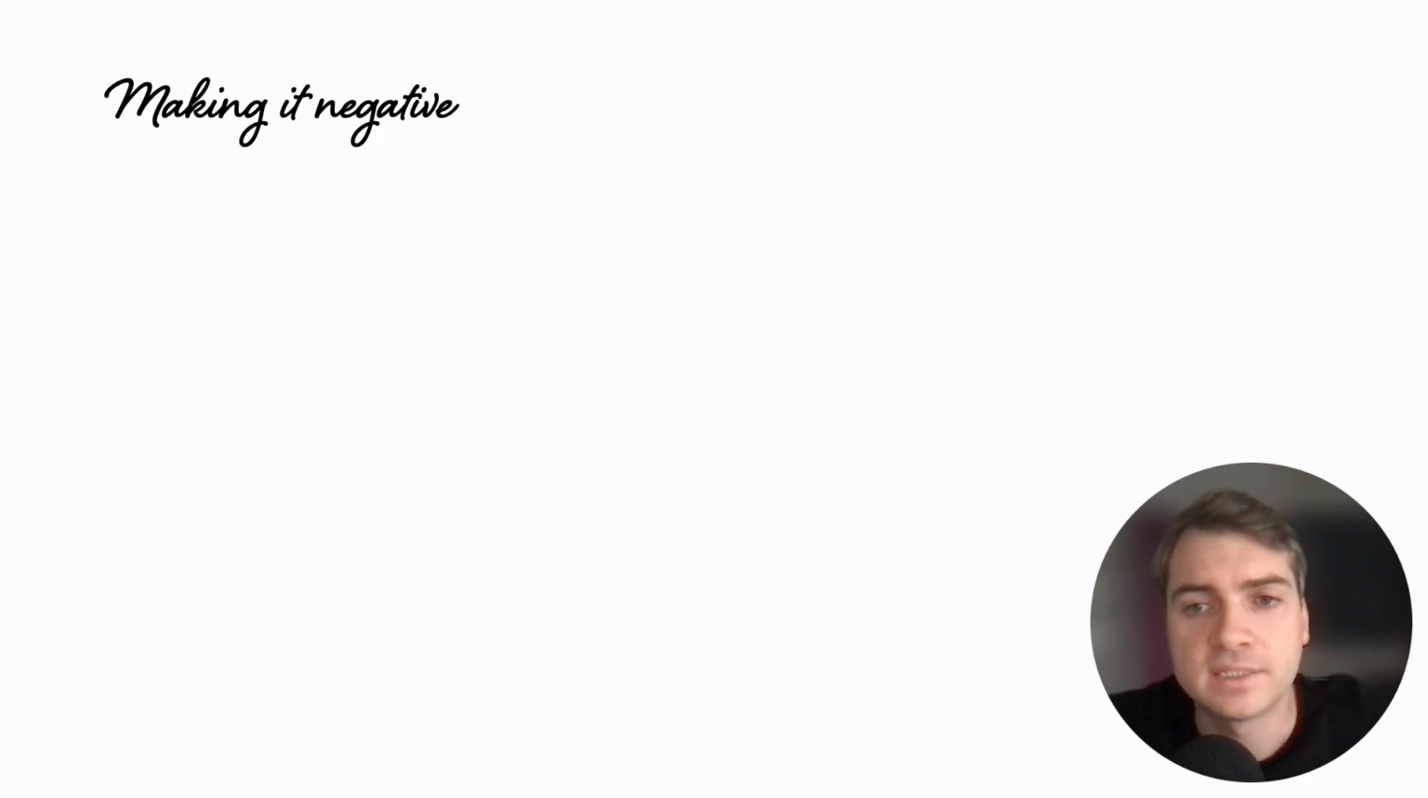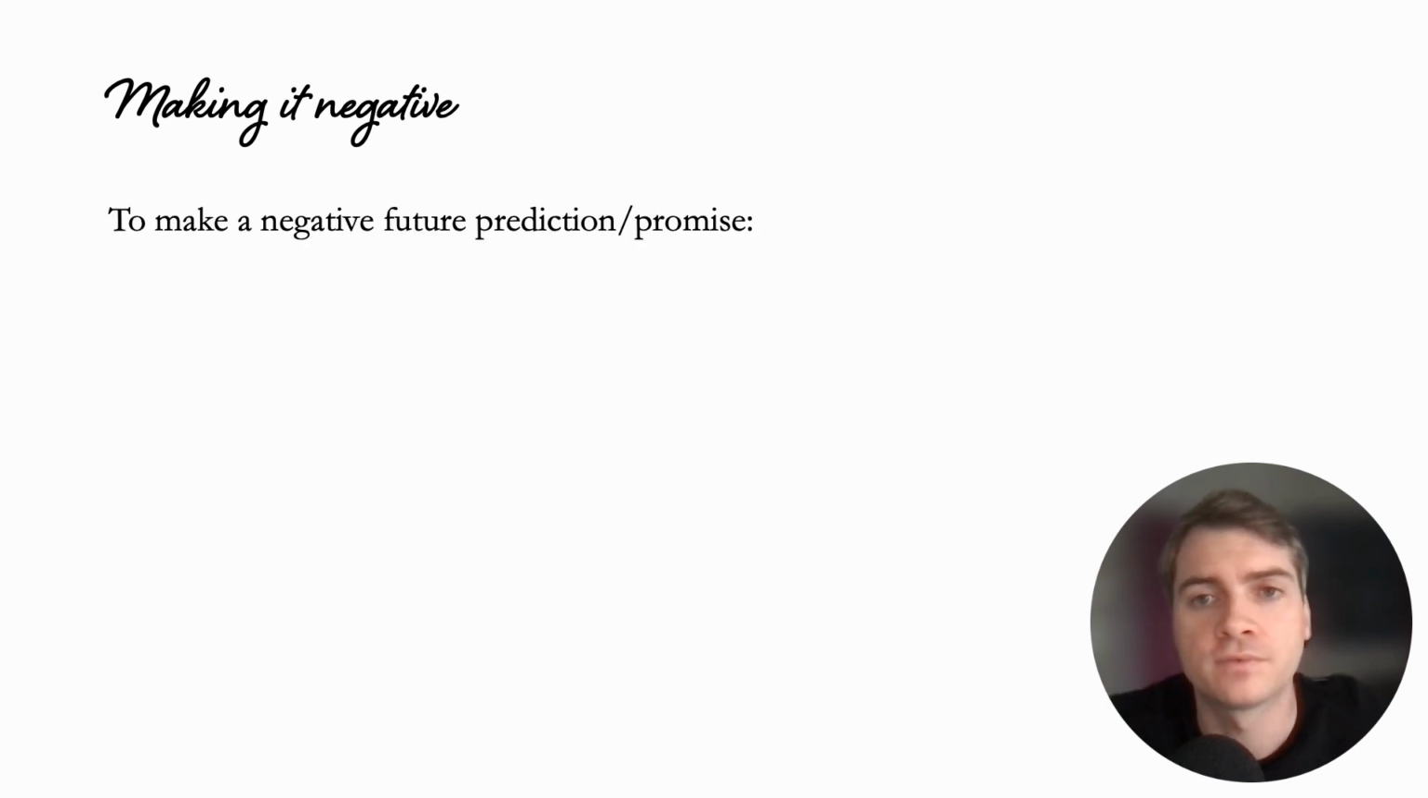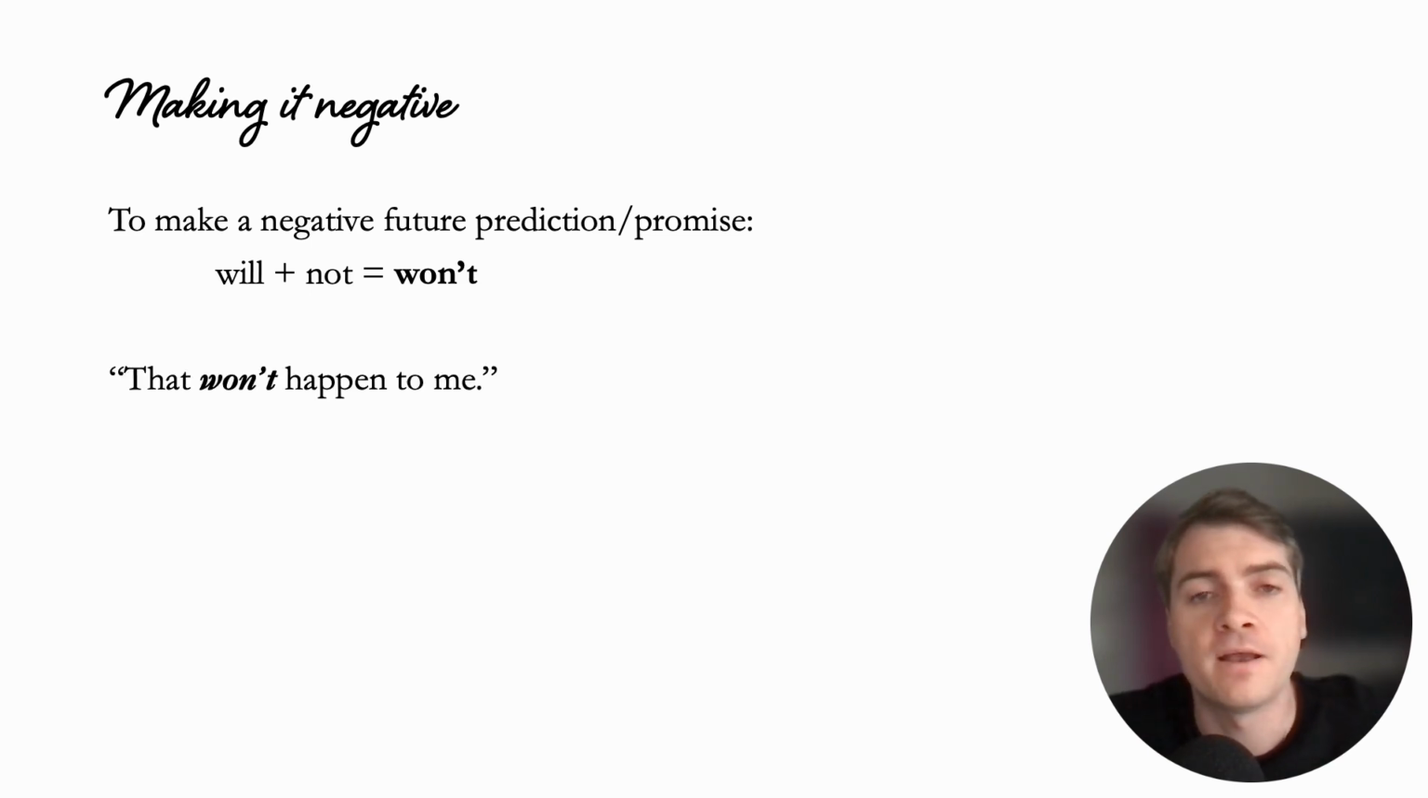All right, now when we want to make a negative prediction or promise, we're just going to combine the words will and not, all right? And then that makes won't instead of will, all right? So will plus not equals won't, all right? For example, that won't happen to me. I'm predicting that something won't happen. It will not happen, okay?